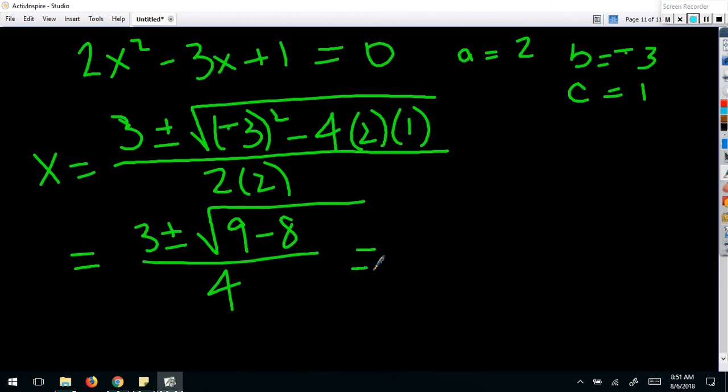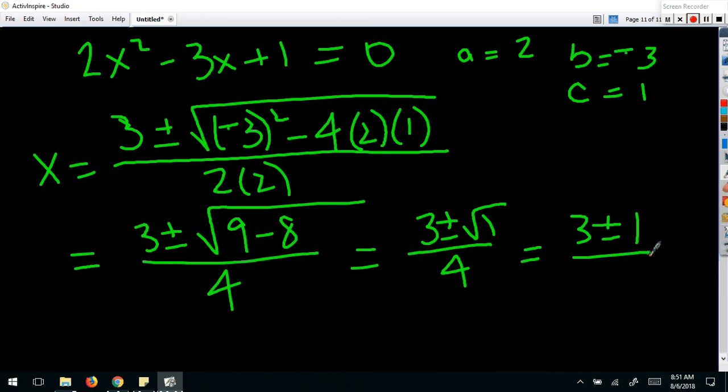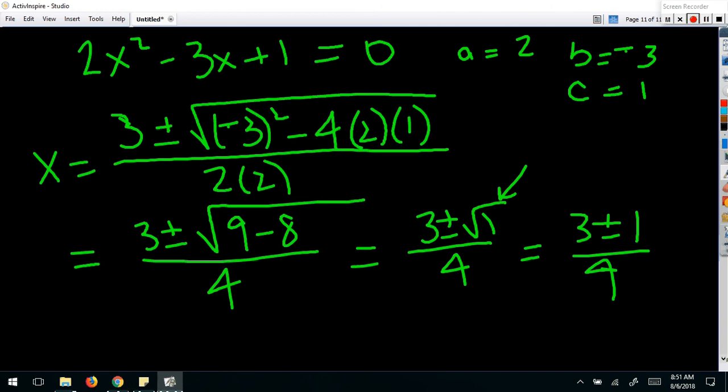Okay, so now I have 3 plus or minus the square root of 1 over 4. So remember, I want to simplify the top of that first. We all know that the square root of 1 is just 1. Now if you get to this point and this doesn't simplify, let's say that was the square root of 2, then you would leave the square root of 2 in your answer. But here, because this does simplify nicely for us, this gives me 2 solutions.